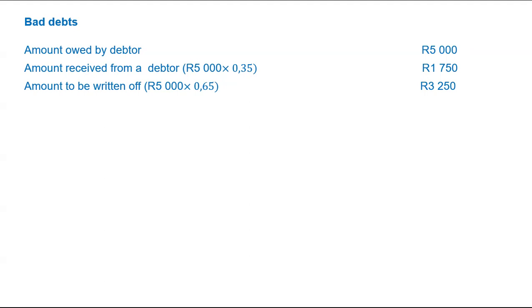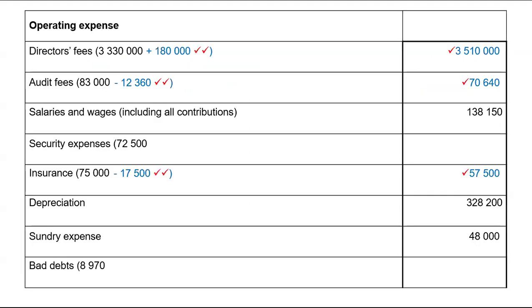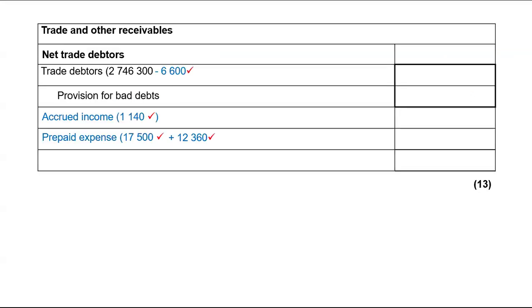So what we have to do here is to go to bad debts. And when I get to bad debts, I am going to add that 3,250 to get my total bad debts to 12,220. At the same time, that 3,250, I am going to subtract it from my debtors control in trade and receivables. There we go.